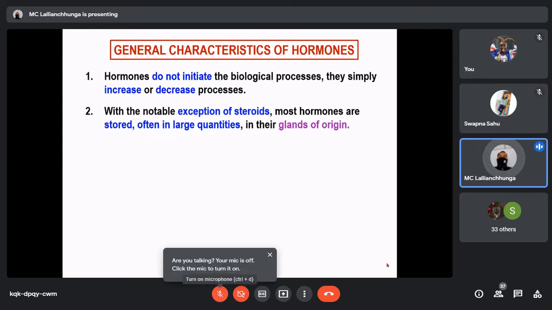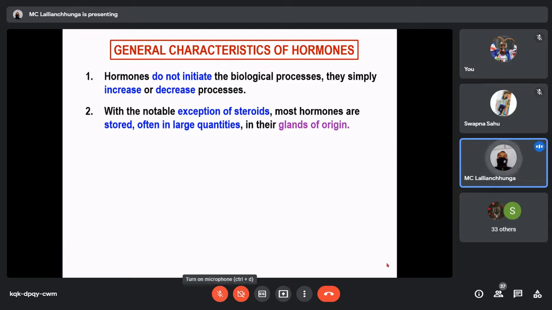Point number 2: with the notable exceptions of steroids, most hormones are stored, often in large quantities, in their glands of origin. In the next slide, we'll discuss the classification of hormones. There are three classes of hormones, and among them, steroid is one. Steroids are usually not stored in the glands of origin. After they are synthesized, they will be released into the bloodstream. But other hormones can be stored in large quantities in the glands in which they are synthesized.